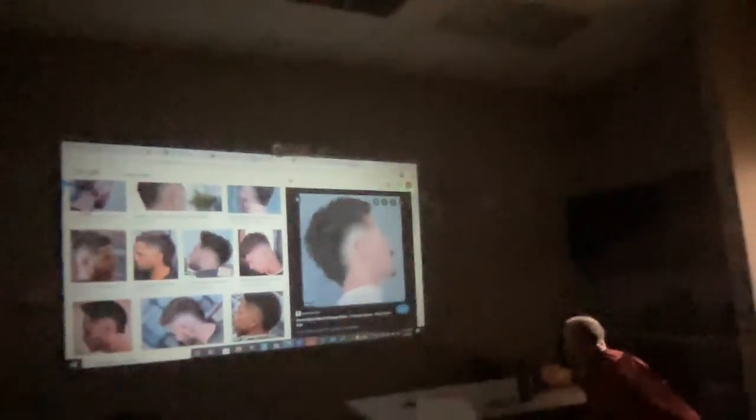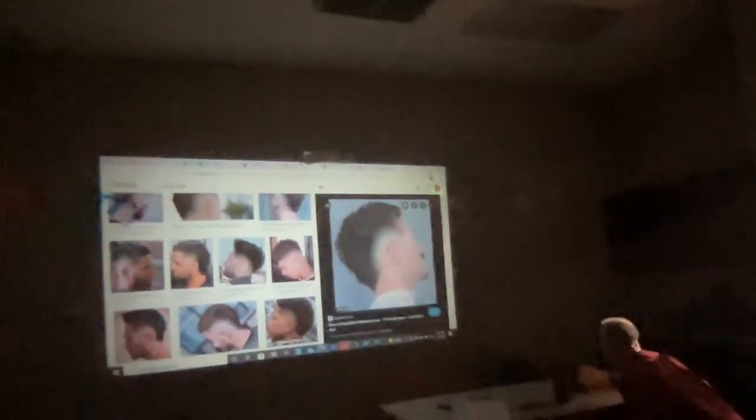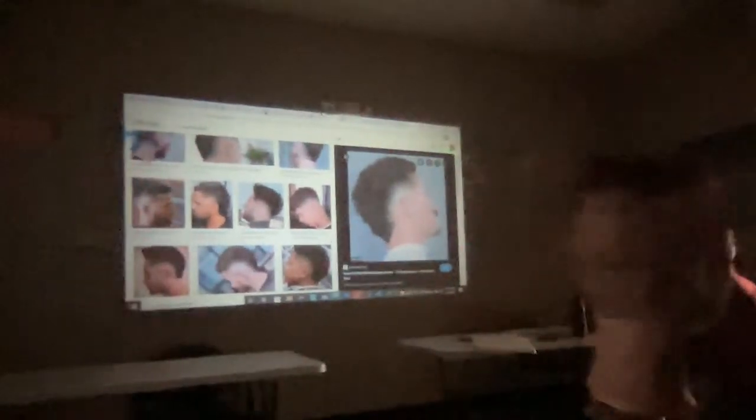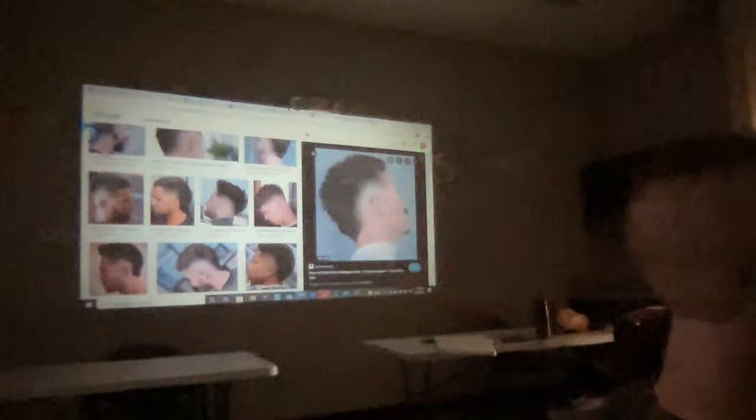What kind of cut is that? It's like a Tour de France. It's skin. See, that's beautiful. It's always one. It's a skin fade, right? It is a skin fade.